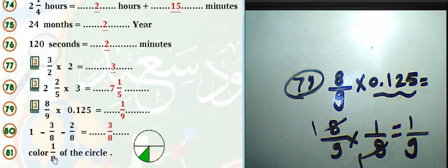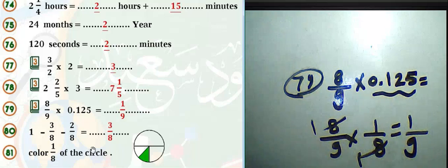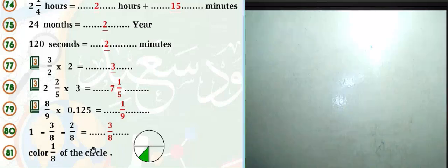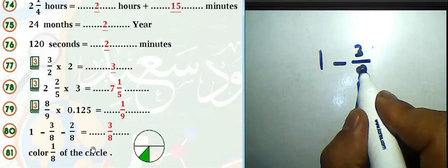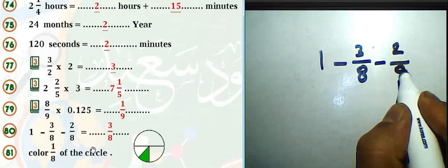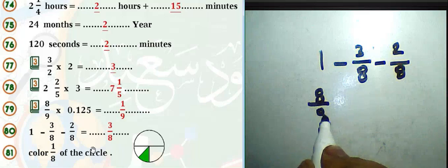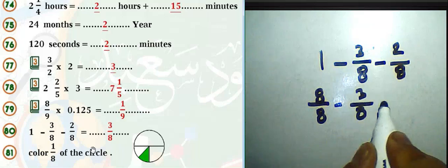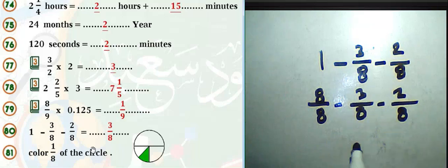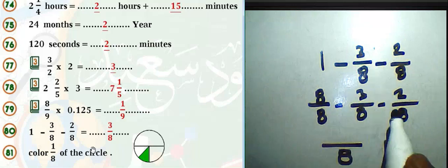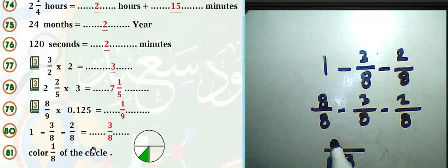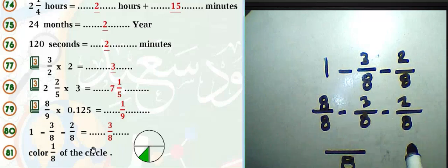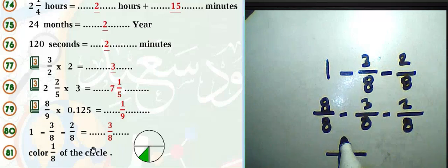1 subtract 3 over 8 subtract 2 over 8 equals what? You can convert 1 here to 8 over 8 to find the like denominator, and then 8 minus 3 equals 5, 5 minus 2 equals 3. The result will be 3 over 8.